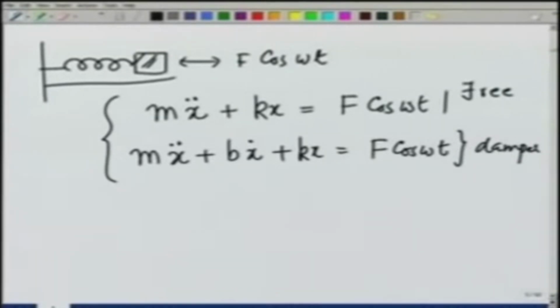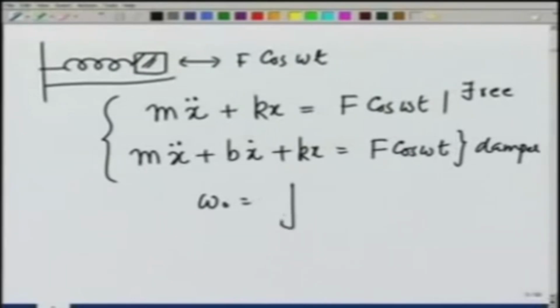And we want to look at the solutions of these two equations and see how they vary when omega is changed from one frequency to another in relation with the frequency of the oscillator itself, which is omega 0 equal to square root of k over m.